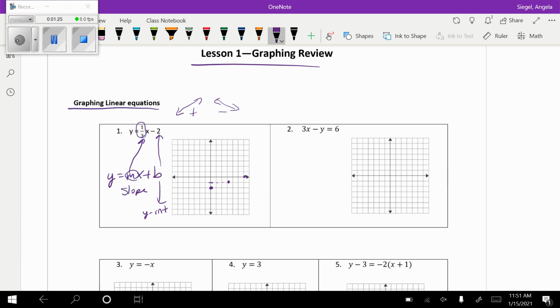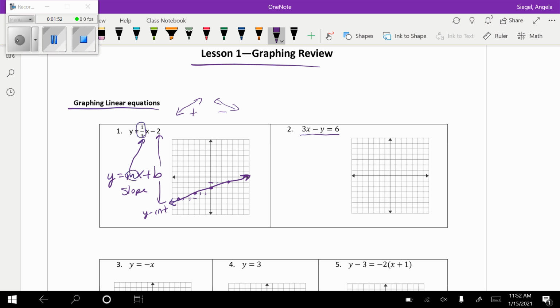I can also go the opposite direction. So I'm going to go down, but I'm going to go this way. 1, 2, 3. Down, 1, 2, 3. So it looks like this. Make sure that you connect the dots and you put arrows on both sides because it goes on and on forever.